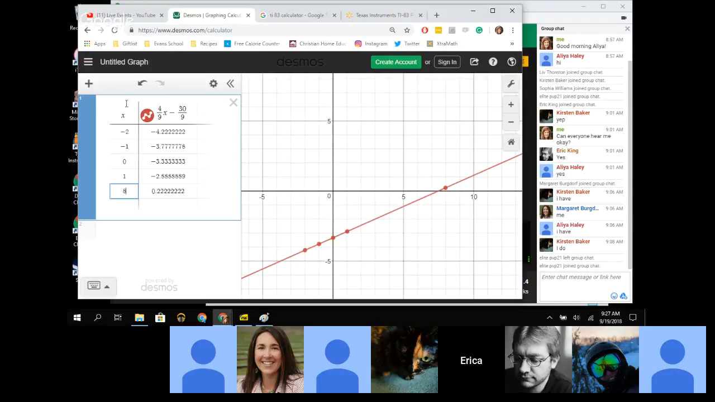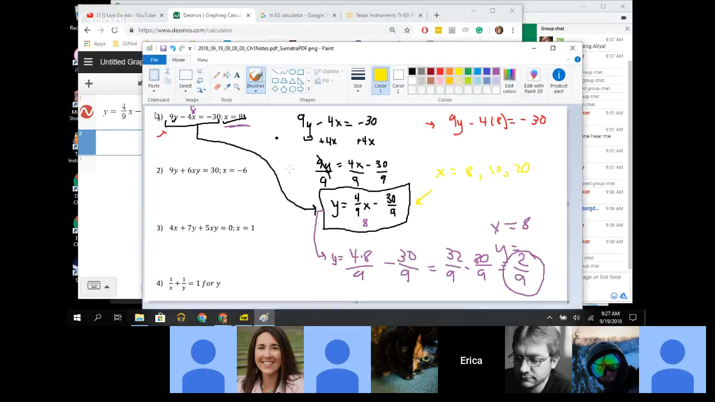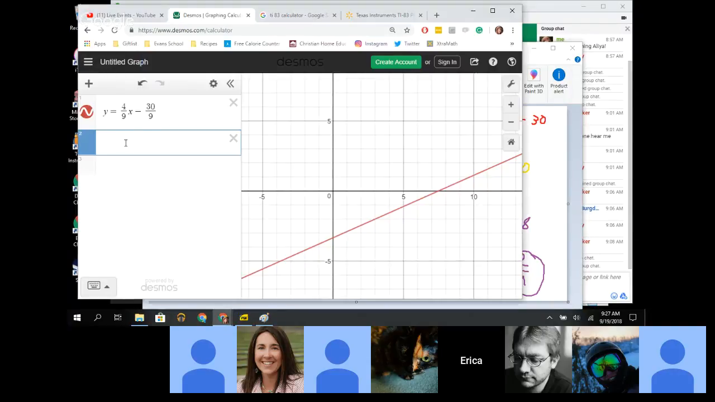One last thing, I promise. This is the one thing that Desmos does that your TI can't do currently. Desmos actually lets you write equations in any order. Remember way back when we started this problem, we've been doing this problem for a long time, right? We had 9y minus 4x equals negative 30. In Desmos, we can write it in that format: 9y minus 4x equals negative 30.